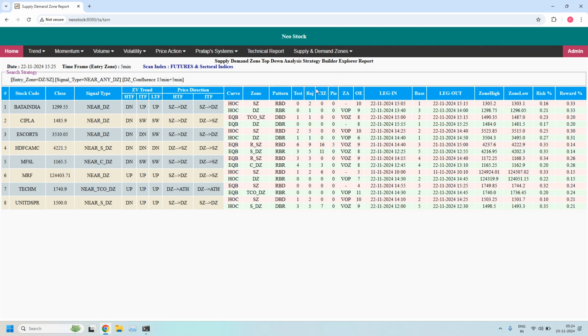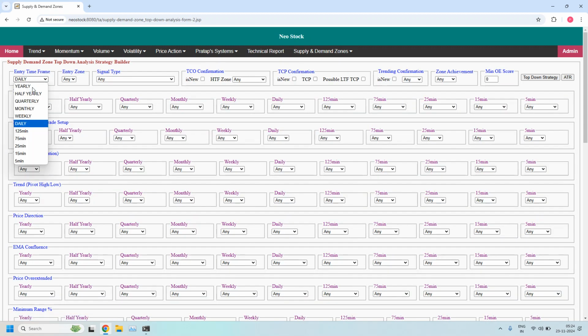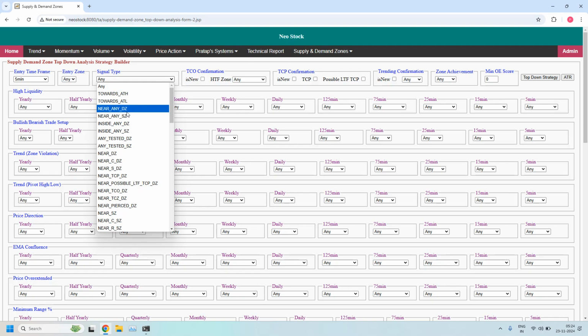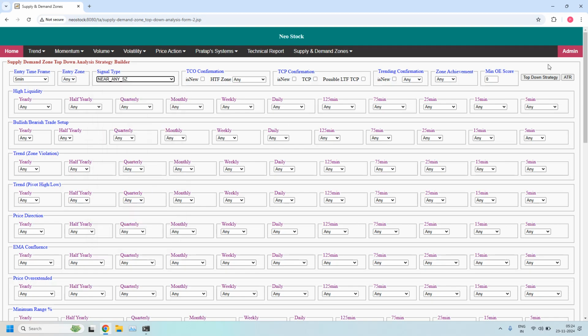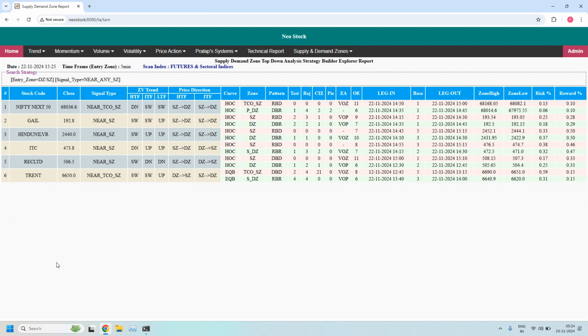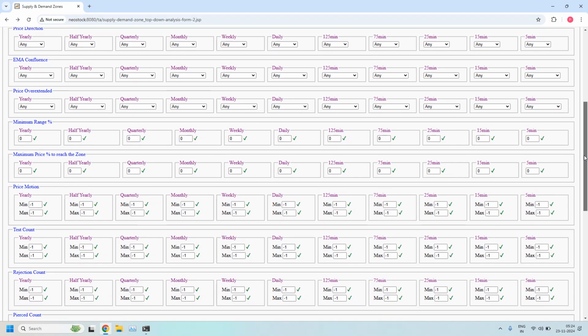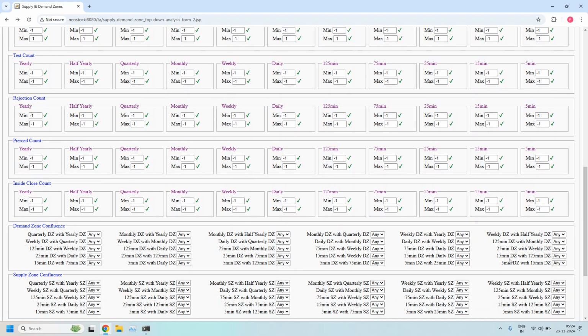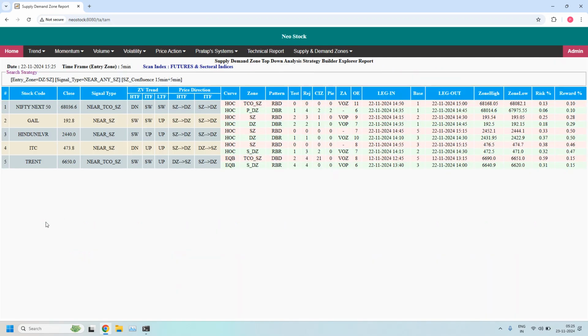Okay, next, for 5 minutes time frame, stocks near 5 minutes supply zone, we got 6 stocks. Out of these 6 5 minute supply zones, how many are having ITF supply zone confluence? That is 5 minute supply zone with 15 minute supply zone confluence. I'm enabling the filter. With this filter, we got all 5 stocks. That means all these 5 minute supply zones are part of the 15 minute supply zones.